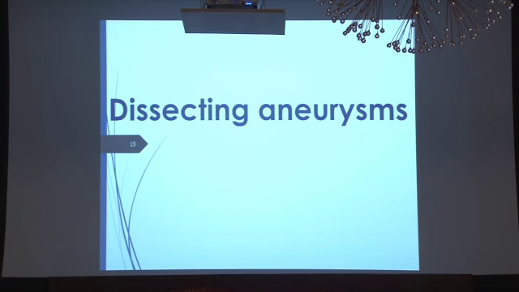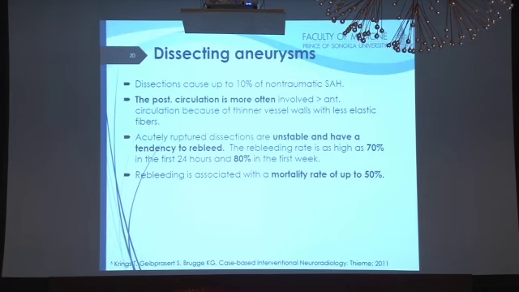Now we move to dissecting aneurysms. Dissection causes up to 10% of non-traumatic subarachnoid hemorrhage. The posterior circulation is more often involved than the anterior circulation. And acutely ruptured dissections are unstable and have a tendency to rebleed. The rebleeding rate is as high as 7% in the first 24 hours and 80% in the first week.